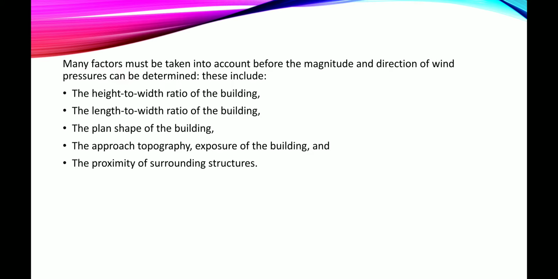Many factors must be taken into account before the magnitude and direction of wind pressures can be determined. These include the height to width ratio of the building, the length to width ratio of the building, the plan shape of the building, the approach topography, exposure of the building, and the proximity of surrounding structures.